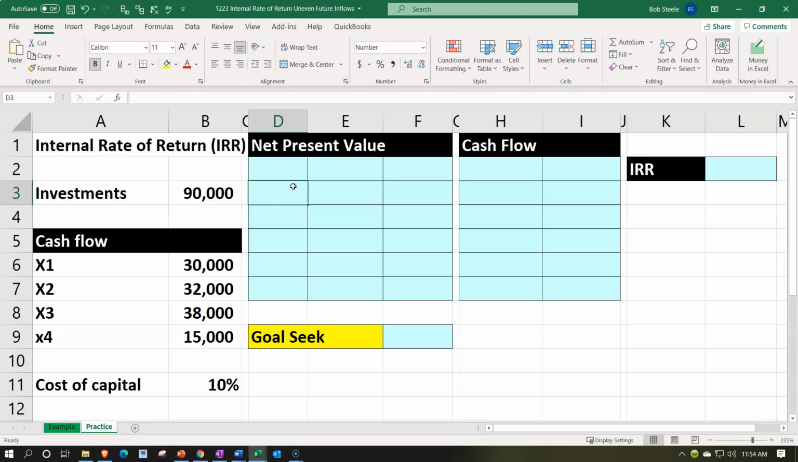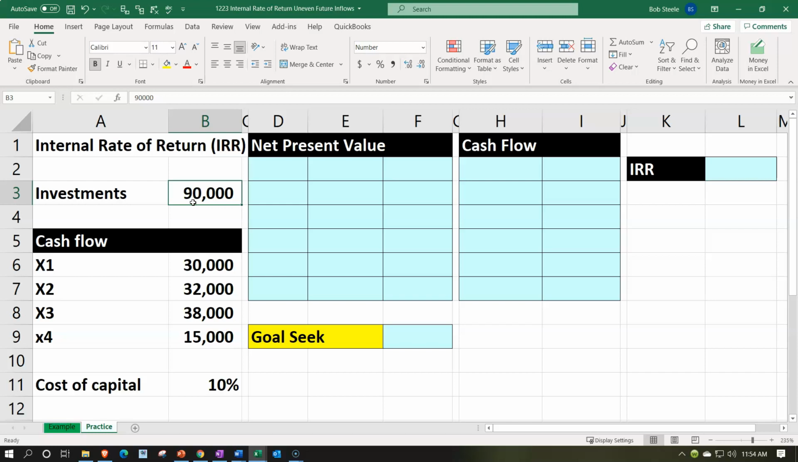The difference from this problem to prior problems is that the future returns that we expect to have are not all even in terms of the future flow. Other than that, we have the same kind of internal rate of return situation. We're going to be putting down an initial investment here.